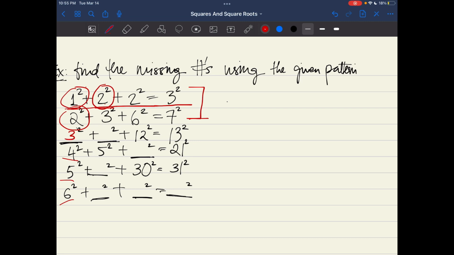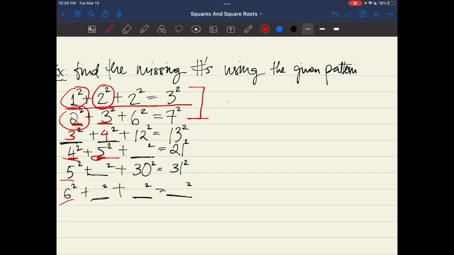So after 1 we have 2, therefore 2 squared. In this line after 2 we have 3, which is 3 squared, right? And then even in this case we see after 4 we have 5 squared, right? So what will be the number in this case? It will be 4 squared, right?